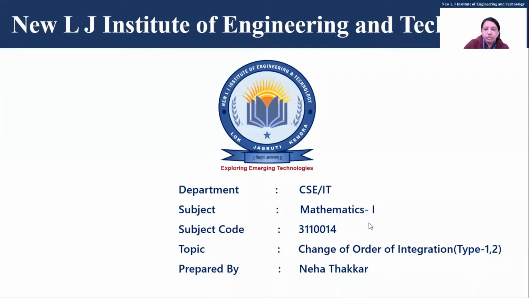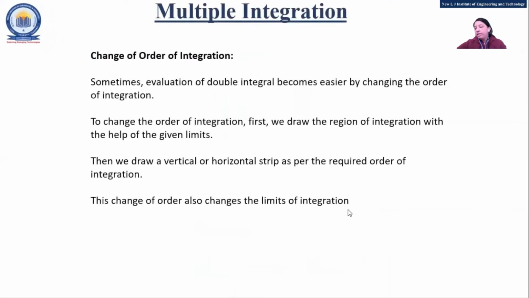Fine. So, change of order of integration. Sometimes the evaluation of a double integration becomes easier by changing the order. So whatever order is given, if you change the order, it will be easy to evaluate the integration. So that is the main purpose of changing the order of integration, right? The next one is what?